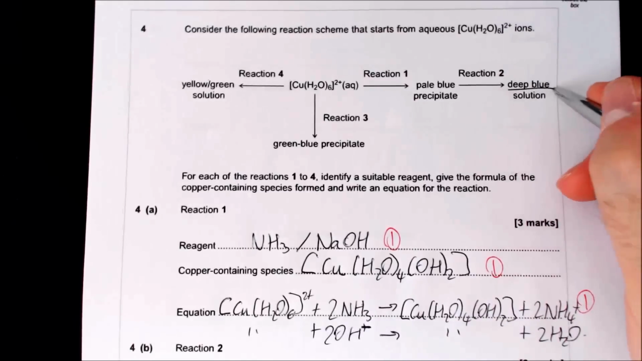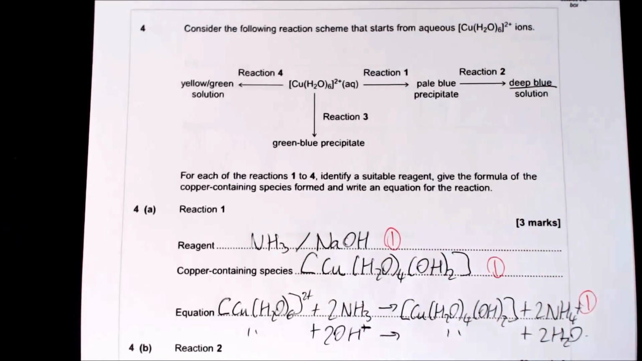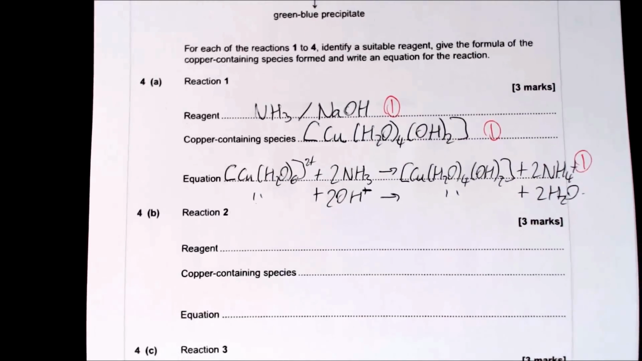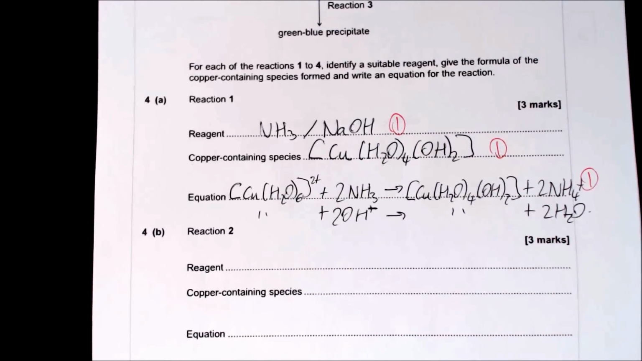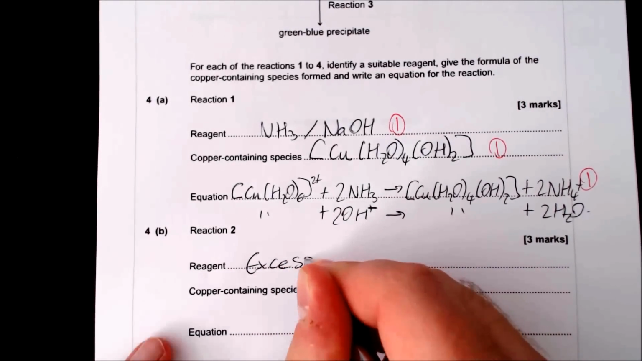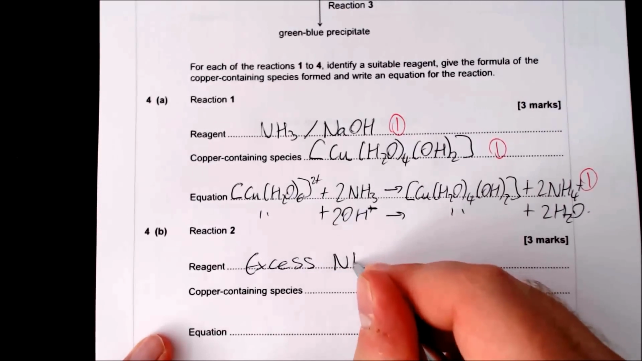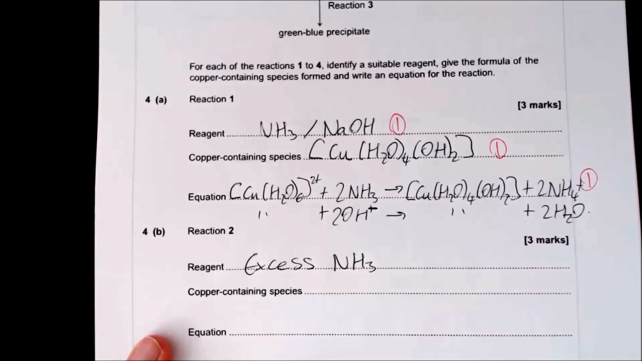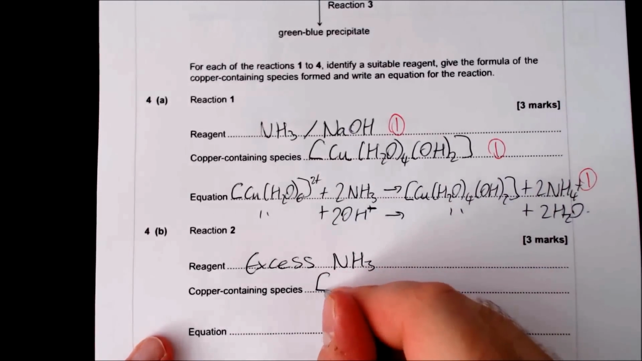So if we keep on adding ammonia, then we effectively should form an excess. But the deep blue is actually quite significant as well. The deep blue suggests that it is ammonia that we're adding and not sodium hydroxide. So I'm just going to position up so we can see it. So the reagent here is excess, or you could say concentrated ammonia, which means pretty much the same thing. So you have a lot of it. And the copper containing complex.